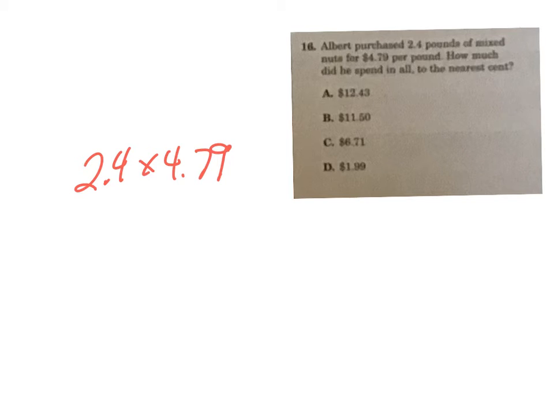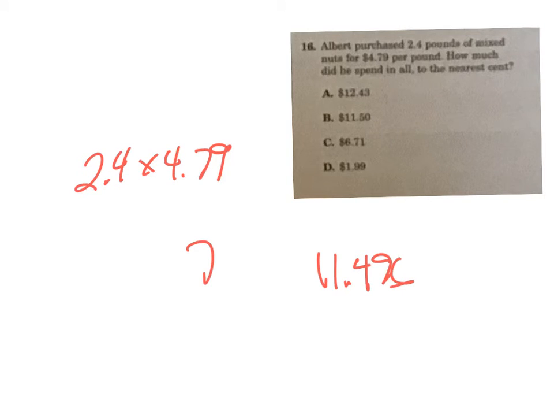And it looks like, oops, I made a mistake. 2.4 plus 4.79 equals $7. That's not right. I know it's not right because like 4 times 2 is 8. Let me try again. I think my fingers are not working well. 2.4 times 4.79 equals. That seems a little better.